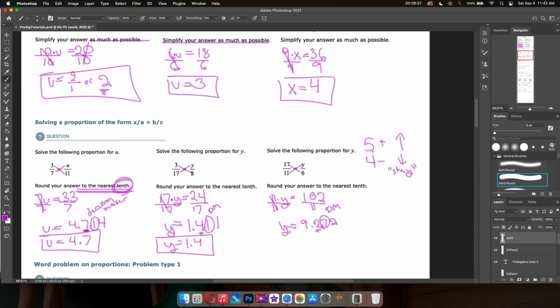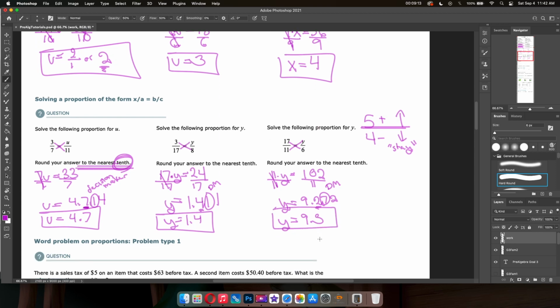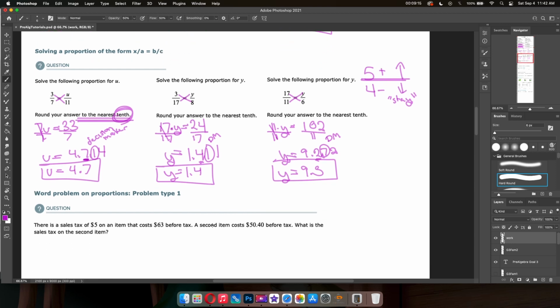In this case, this is a 7. So now I'm finally in the 5 or more category, which means we round up. So in other words, instead of writing 9.2, we're going to round up to 9.3, and that's going to be our final answer.